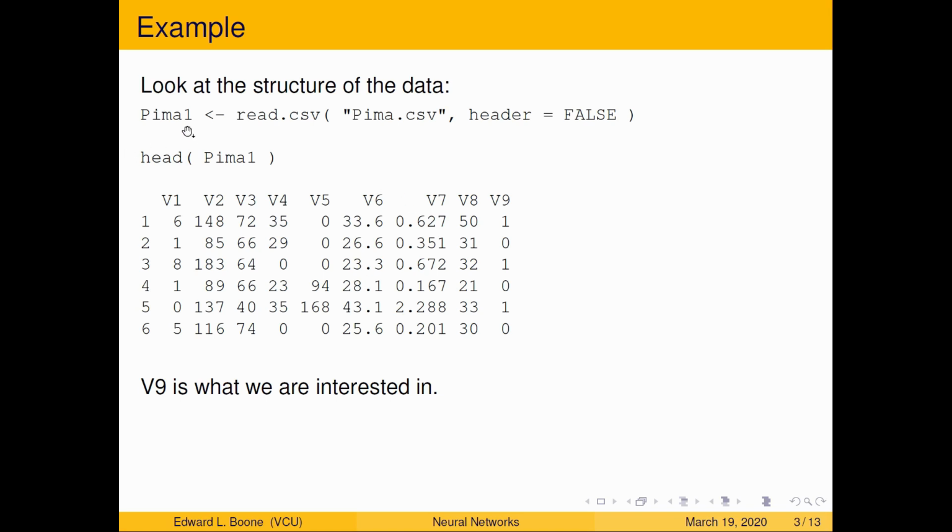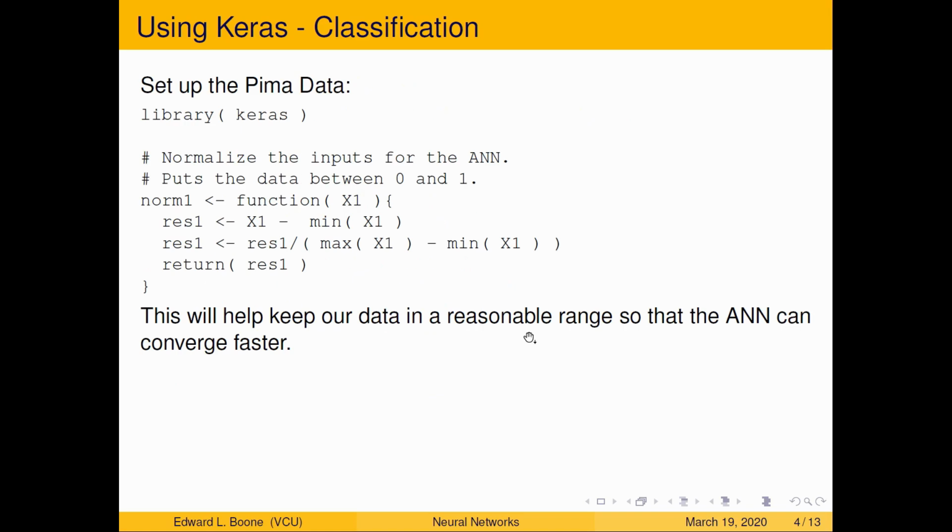All right, so we're going to use the Pima dataset again. We used it in the last video, so you should have it downloaded. If you don't, there's a link in the description below that will take you to it. Here's what the data looks like, and remember, we're interested in V9, which is whether or not they have diabetes. Here's the setup that we did last time.